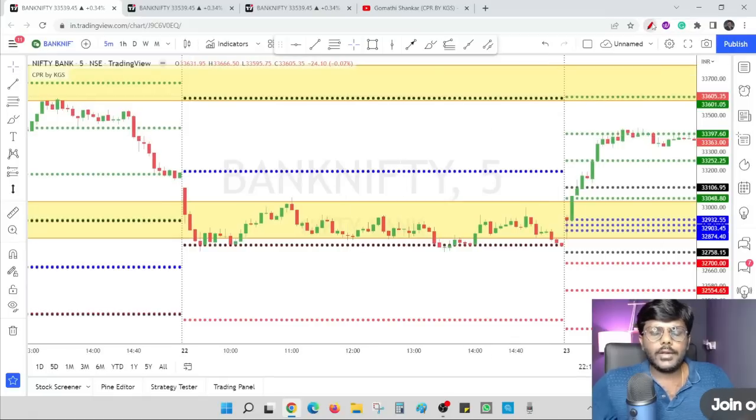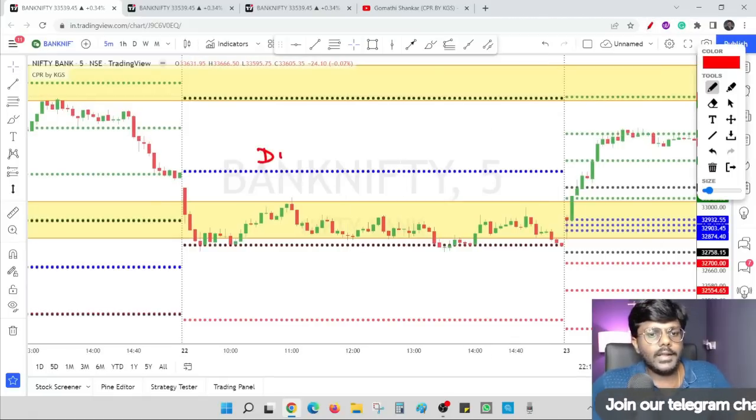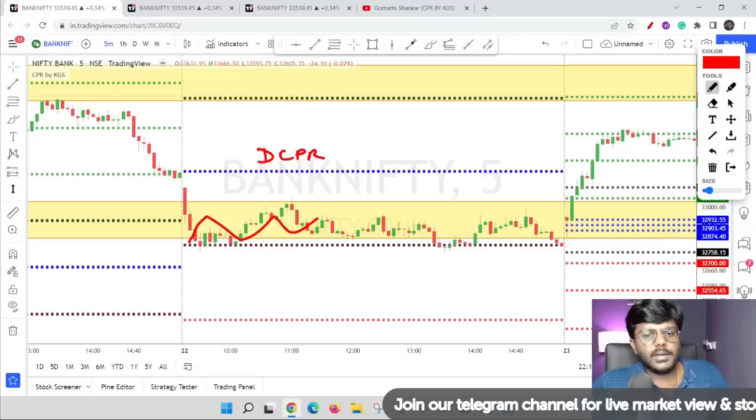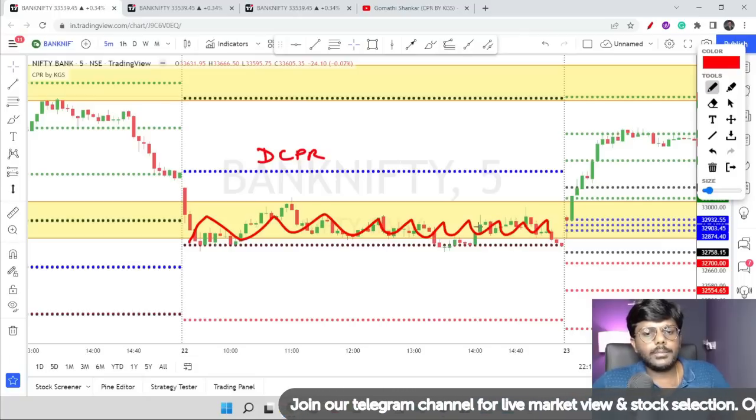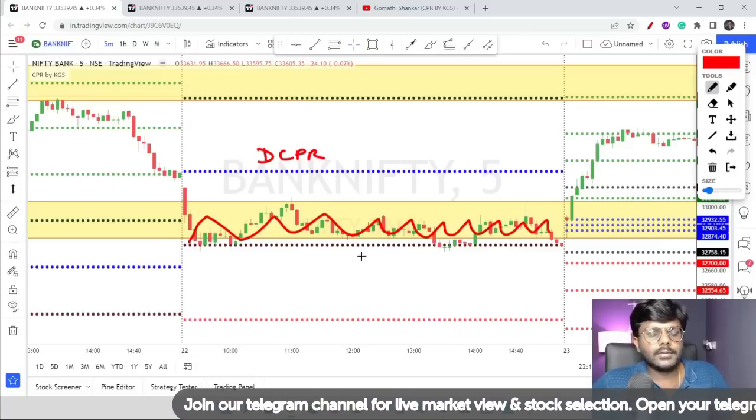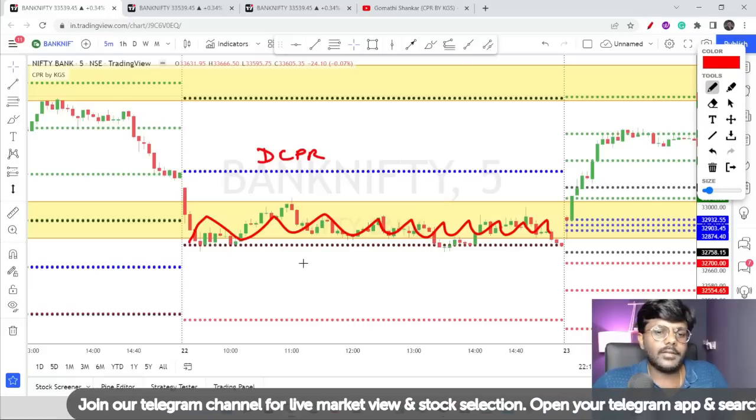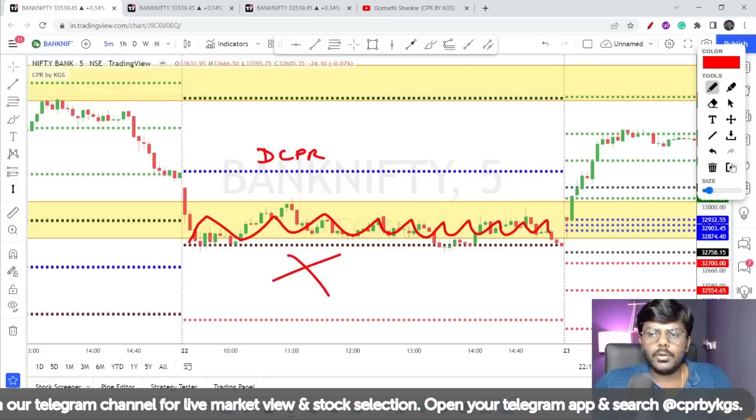The next day you can see the prices are below daily CPR, but the prices are inside weekly CPR. Moreover, S1 previous day low is not broken. The market is dead sideways, so no trading at all.